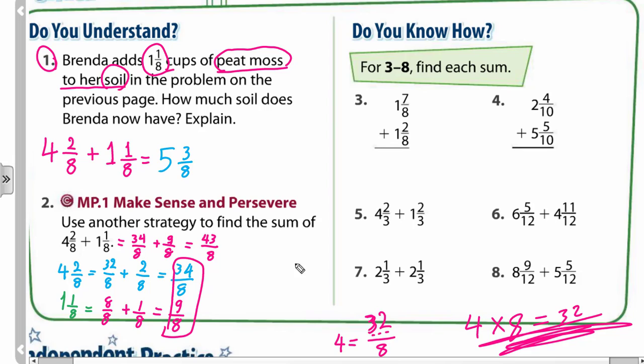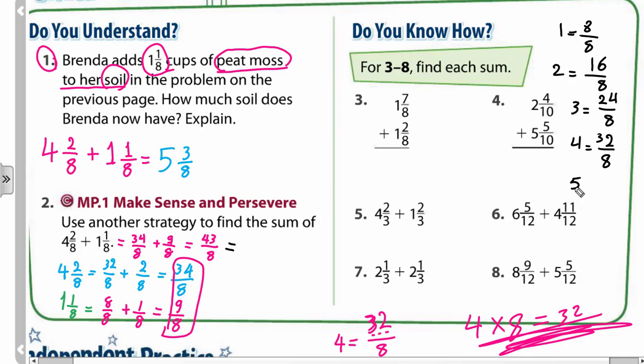Now, the next step is to write this as a mixed number again. I need to know how many wholes we have in 43/8. One whole is 8/8. Remember, 1 whole is 8/8. 2 whole is 16/8. 3 whole, 3 times 8, 24. So 4 whole, 4 times 8.